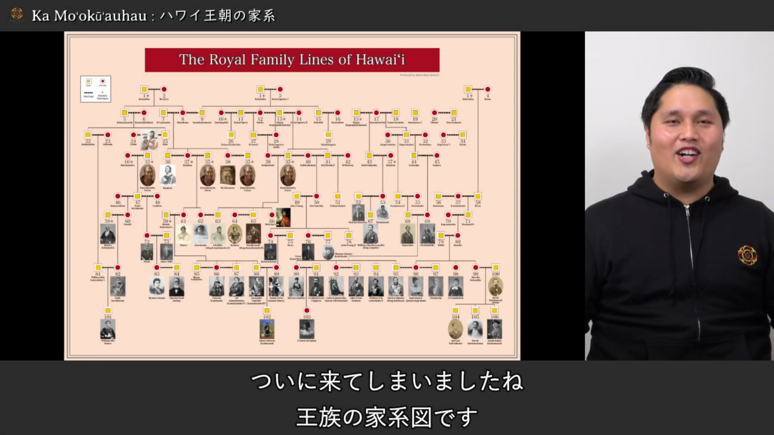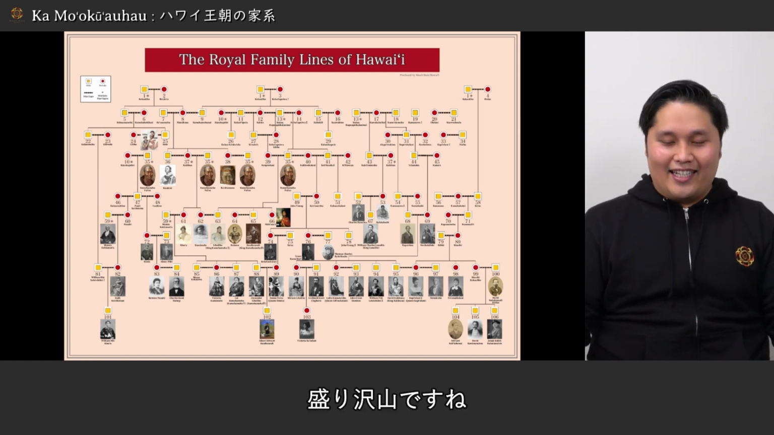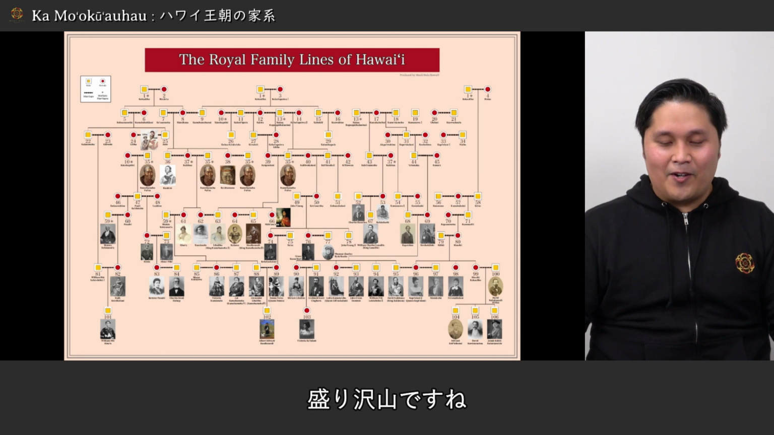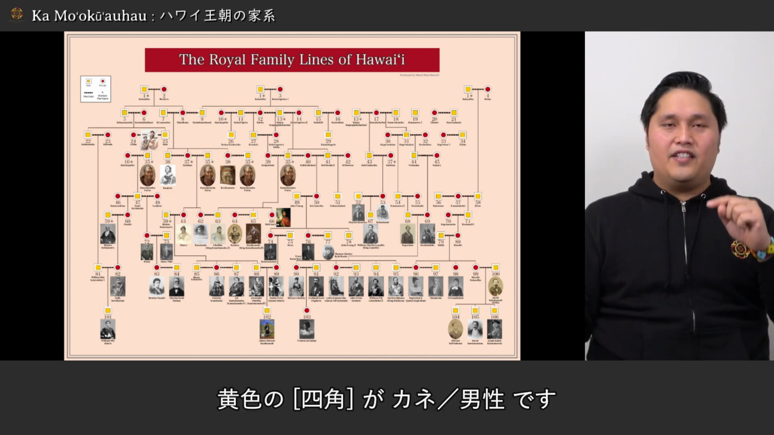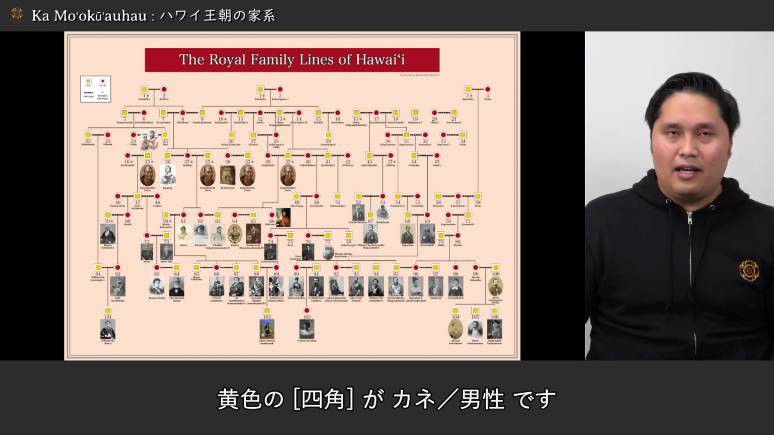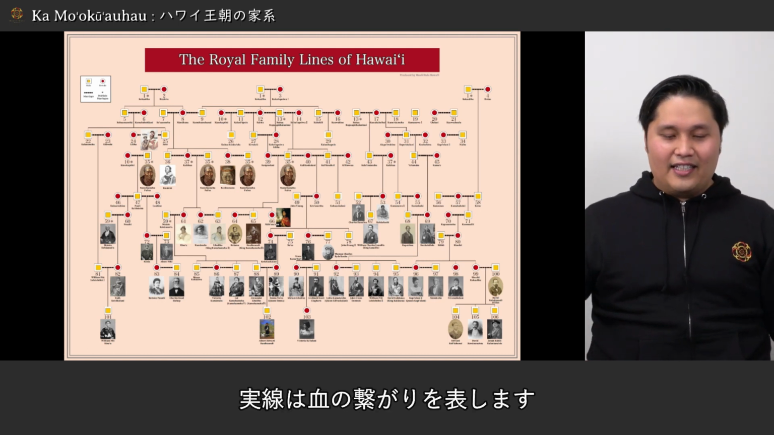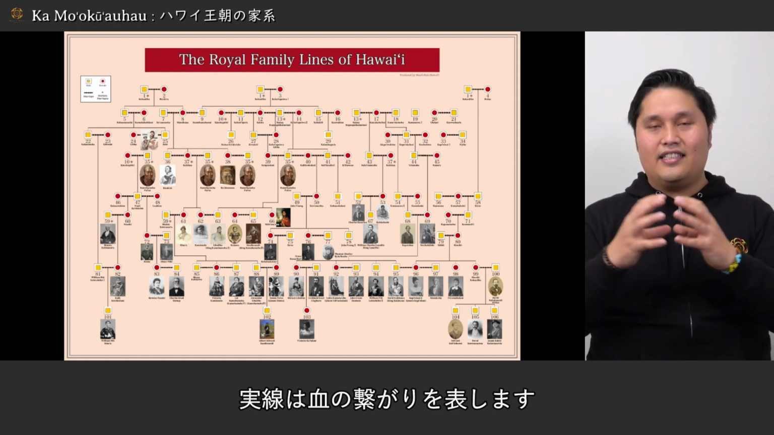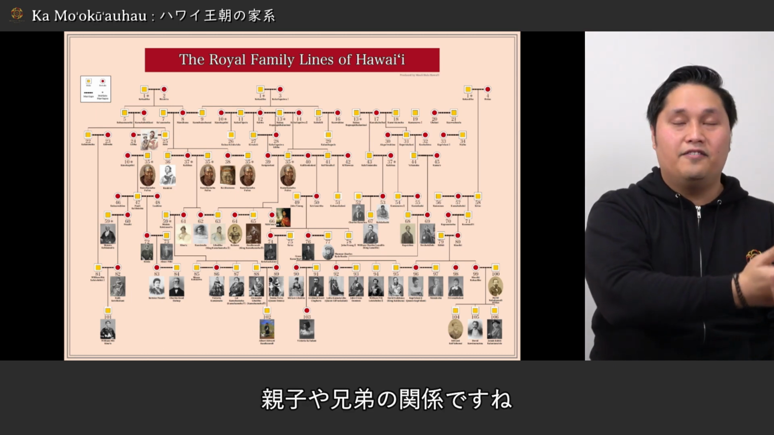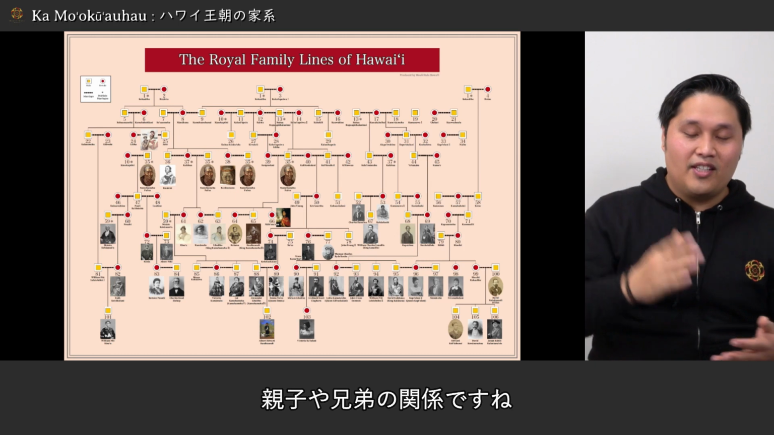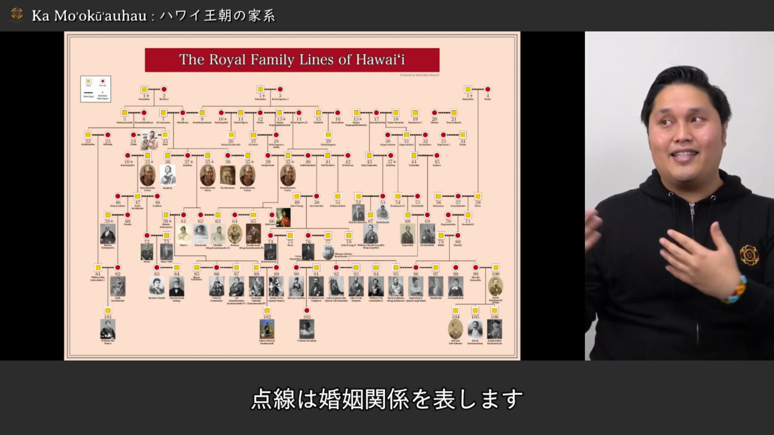So here we are at the Royal Lines of Hawaii. Wow. A lot of people in here. Just to give you an overview, to clarify: if it's yellow in a square, it means kane, a man. If it's a circle with red, it's a wahine, a woman. If the line is solid, that means it is a family relation by blood, maybe brother, sister, or father, daughter, child. If it's a dotted line, that means it is a spouse, someone they had married.